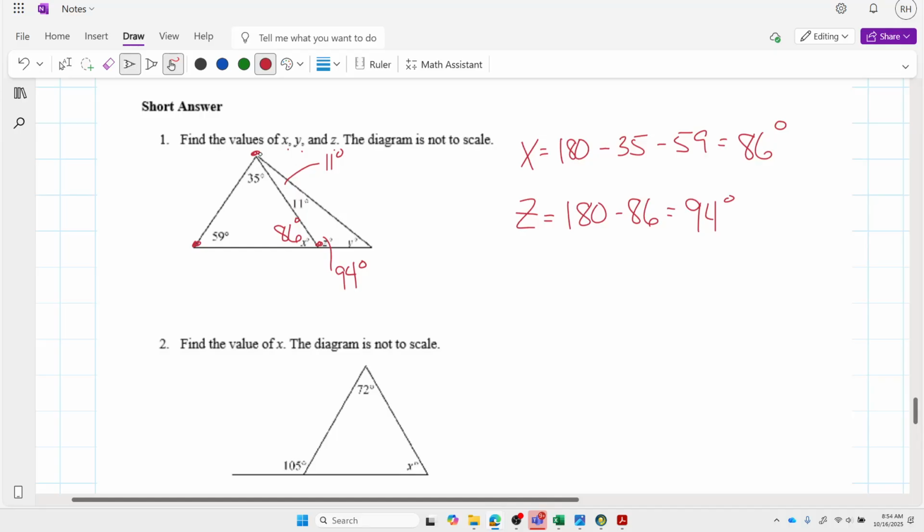So now in this third triangle, or this little triangle over here on the right, you know two of the angles, and you need the third. So y is equal to 180 minus 94 minus 11. And that's 75 degrees.